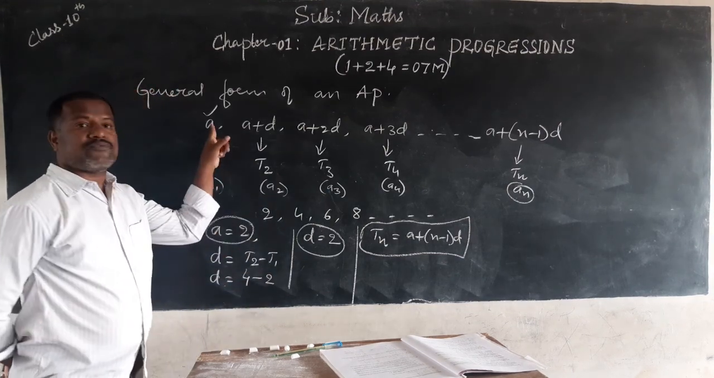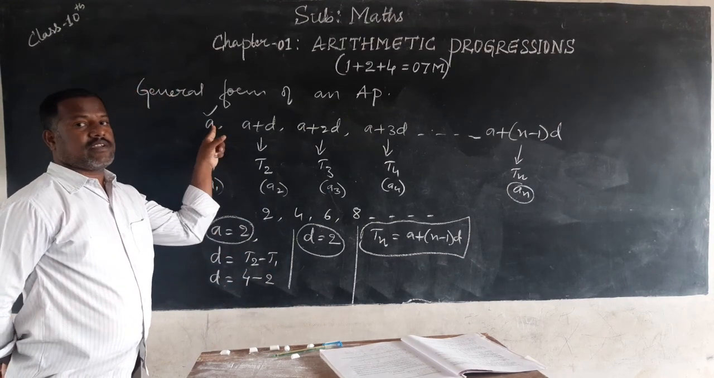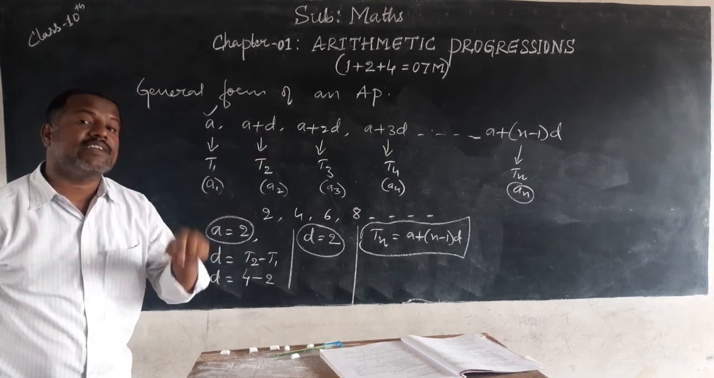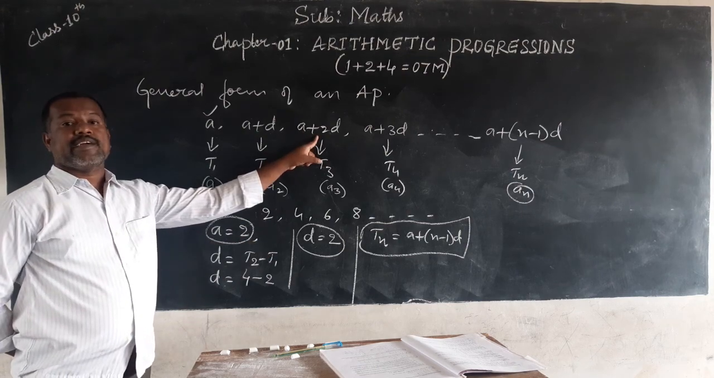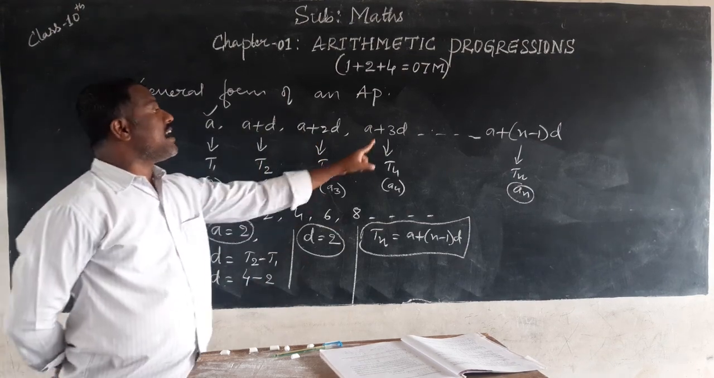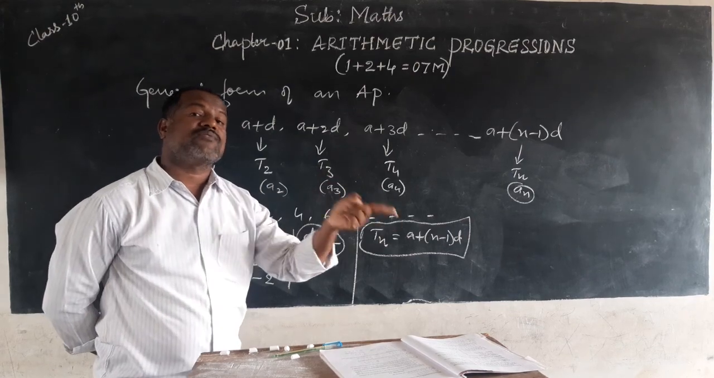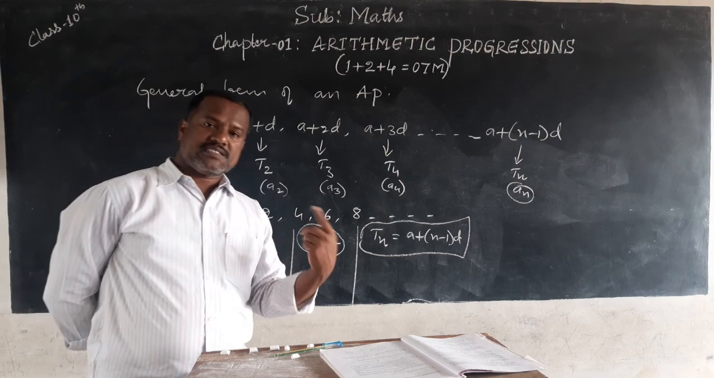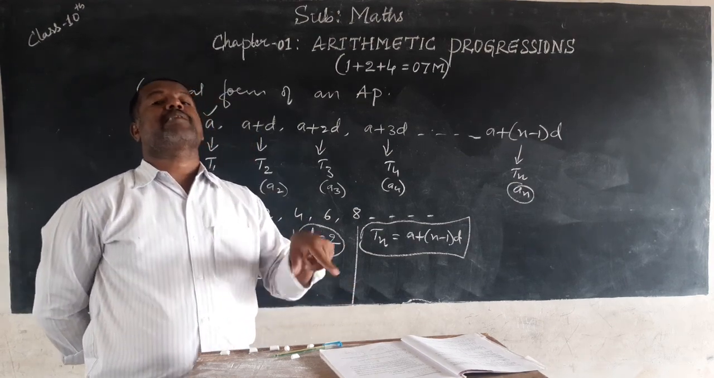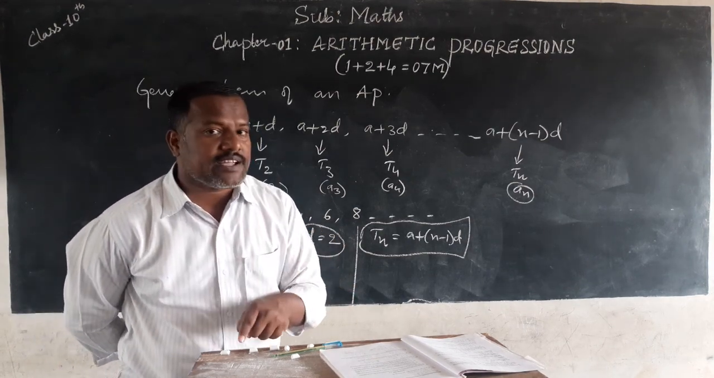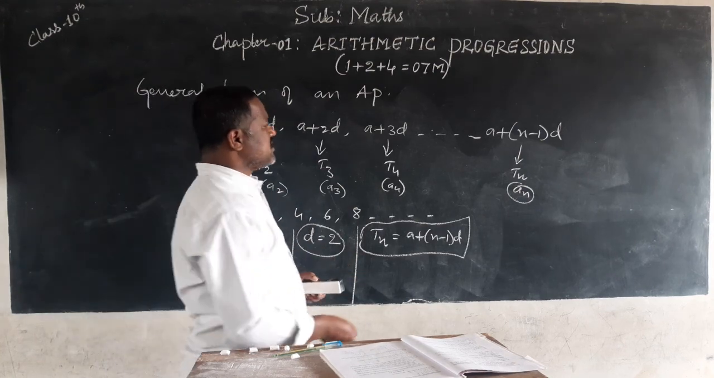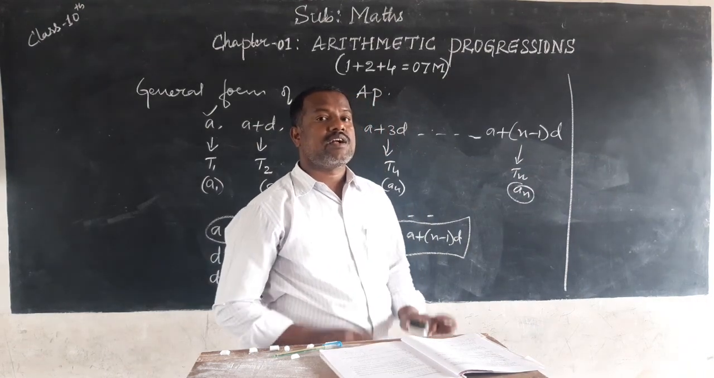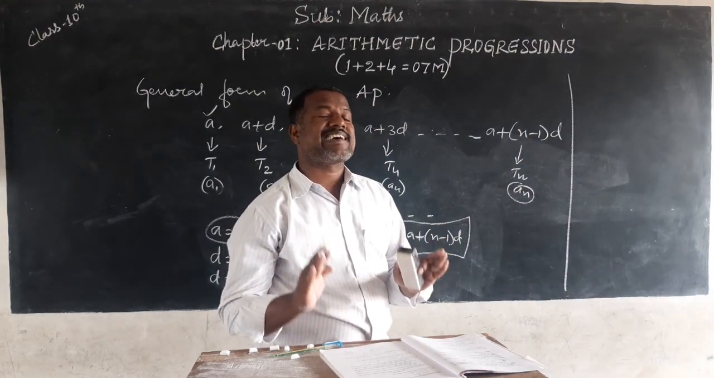So what is the value of a? What is the value of T1? a. What is the value of T2? a plus d. What is the value of T3? a plus 2d. What is the value of T4? a plus 3d. What is the value of T5? a plus 4d. What is the value of T7? a plus 6d. What is the value of T8? a plus 7d. What is the value of T20? a plus 19d. So these are all very important for your fastness, for your clarity.